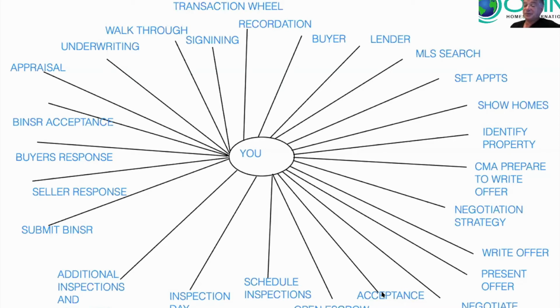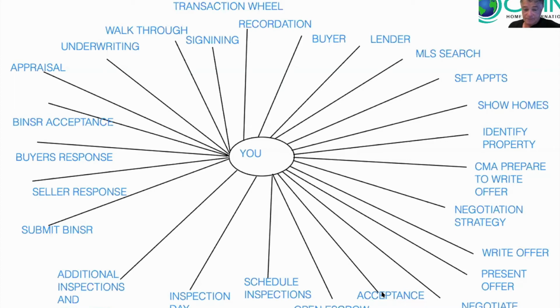There's 7 different people that get a copy of this: buyer, seller, listing agent, buyer's agent, escrow company, lender, and SkySlope, which is our broker's transaction management system. Everyone gets a copy of that. So it's going to 7 different places. The next step is to schedule inspections.